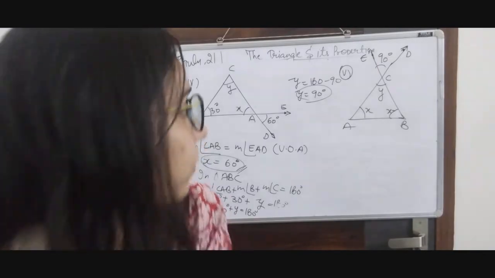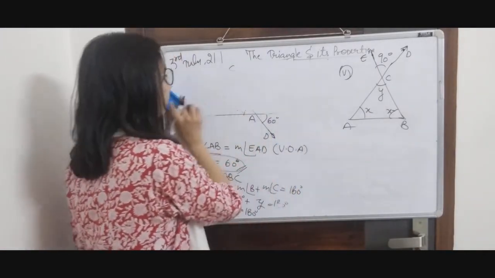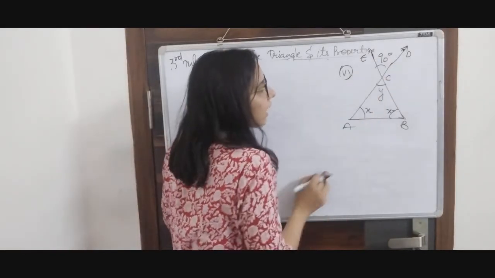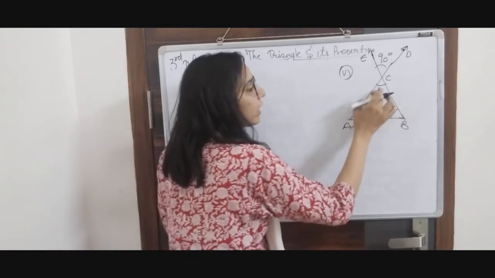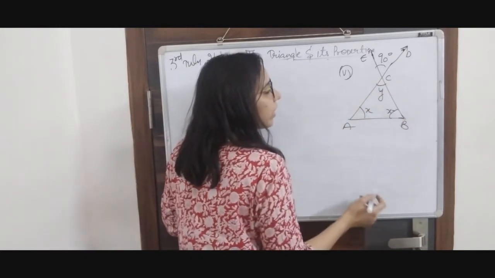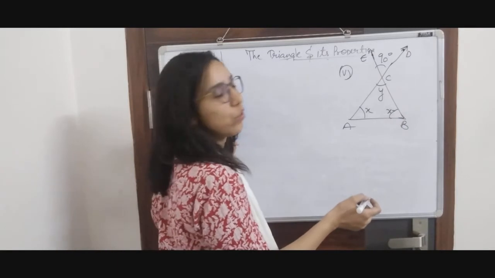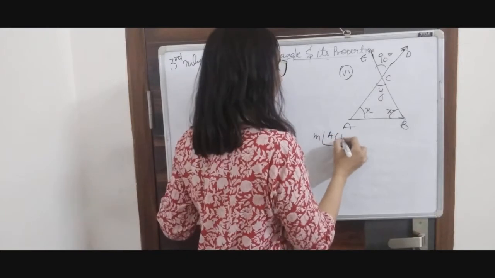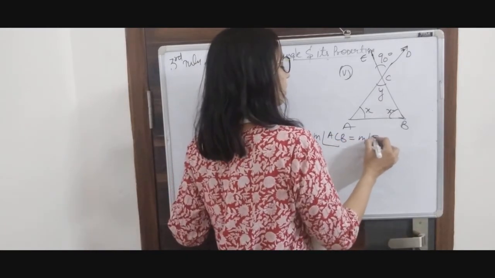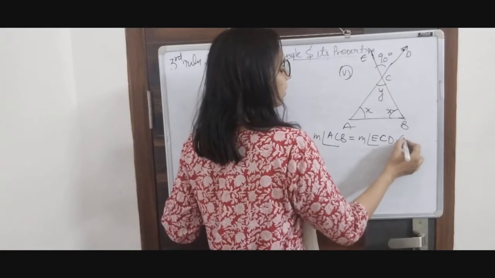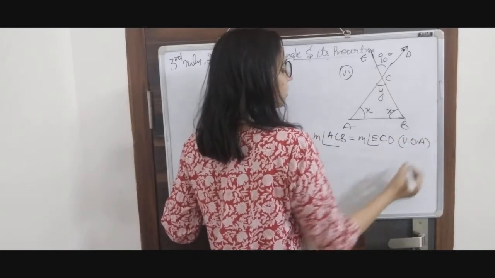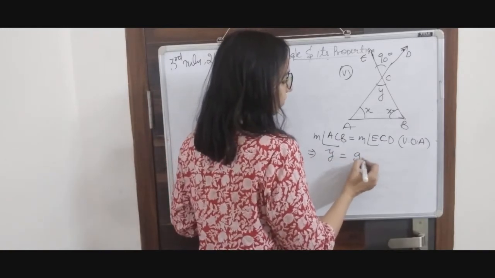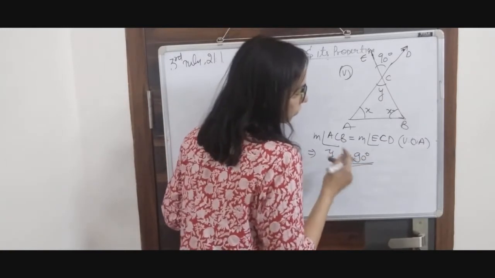I'm going to rub this one. Now angle y and this angle are vertically opposite angles. So we can find out y. After we have found out y, we can use the angle sum property and then try to find out our x. So measure of angle ACB is going to be measure of angle ECD. Okay, why? Because vertically opposite angles are equal, implies your angle y is going to be angle ECD, which is 90 degree. So we have got the y.